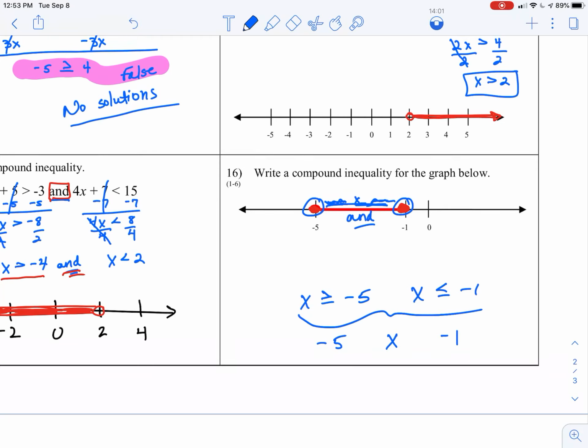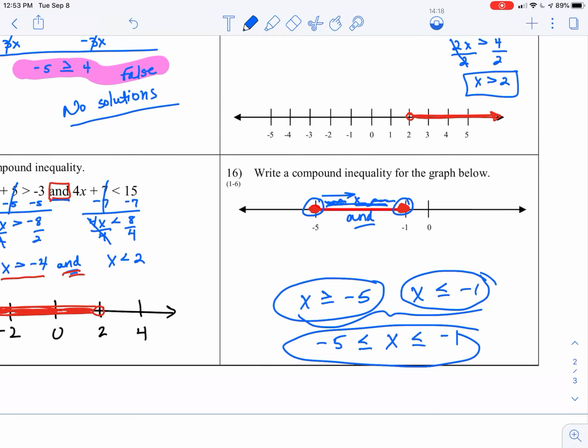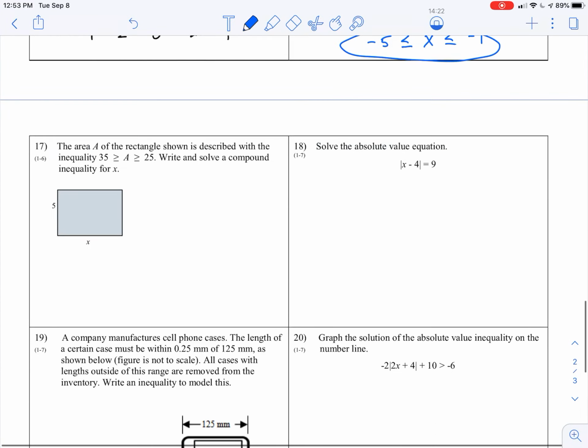Or where is negative 5 in relationship to x? It is less than x, isn't it? Because x is beyond it this way. So negative 5 would be less than or equal to x. And actually, this one is already written for us, so we just stick that right in there. It doesn't matter if you write it this way or one of those ways. They're all correct. That's number 16.